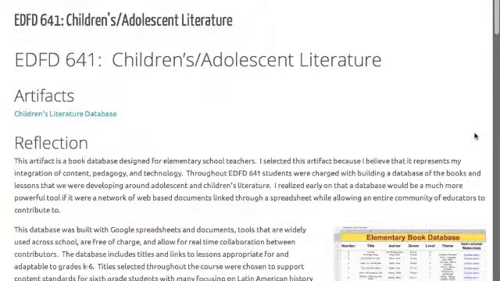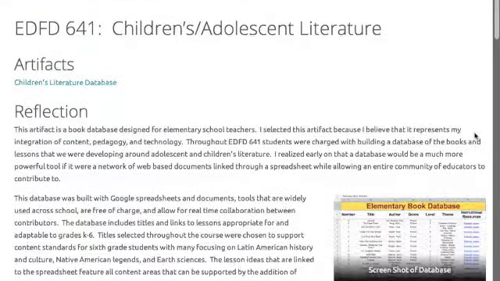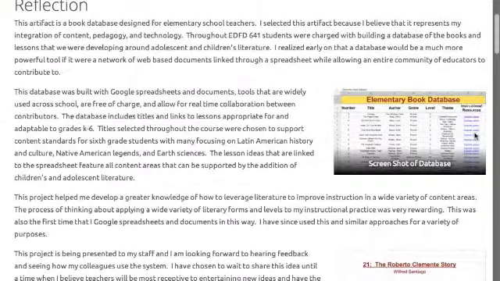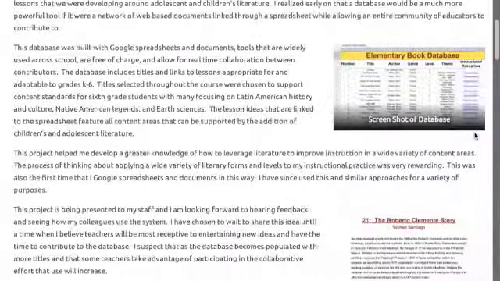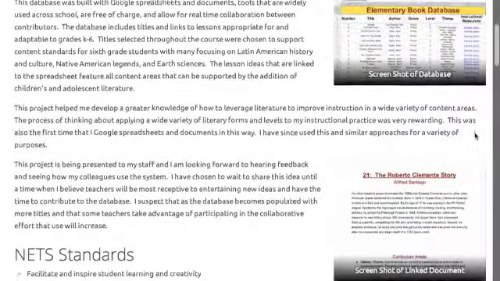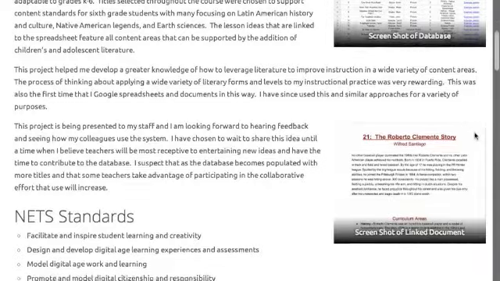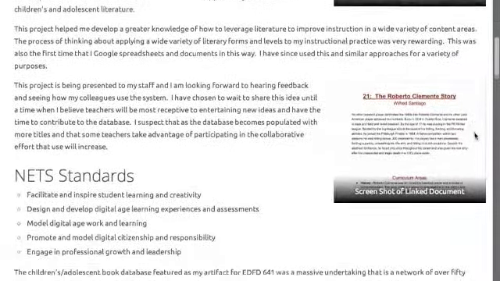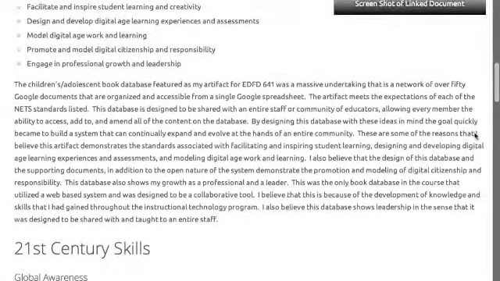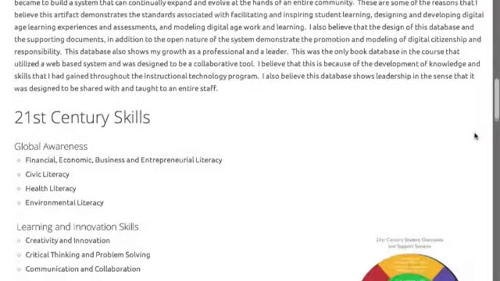Back on the EDFD 641 content page underneath the program of study, you can find some further reflection about that process and the other things that I learned throughout this course, in addition to creating the book database and that network of interlinked and interwoven documents. You can also read here what standards I believe are met by this artifact, as well as the 21st century skills that I believe are on display.